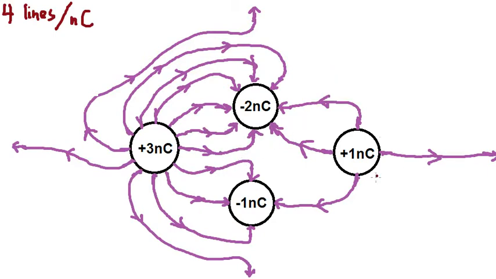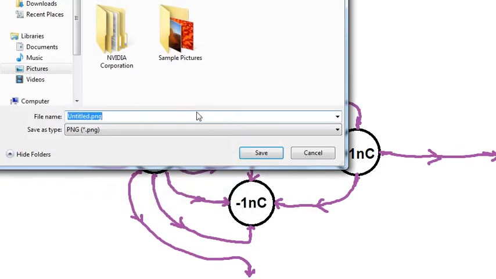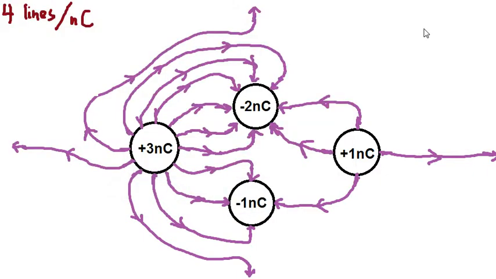So now I've got this nice field line diagram. I want to talk about how this leads into Gauss's law. First of all, let me just save this file real fast. Untitled, PNG, good enough. Okay, so I want to talk about how this gets into Gauss's law.